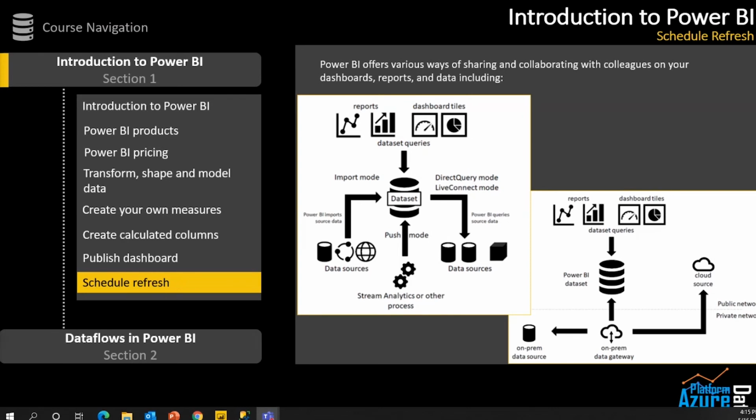And in case of Stream Analytics or any other similar process, it will push the data. It does not query the source data, or it does not import the data, but these processes will push the data to Power BI. That way you don't have to refresh it. Okay, and the second diagram that you see here, this one, we are talking about the on-premises data gateway. And this is also very important because sometimes your data is residing on-premises and you want to refresh it, right? And you want to maybe use that data.